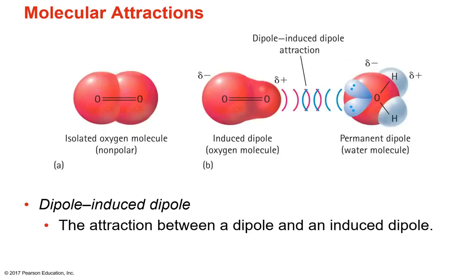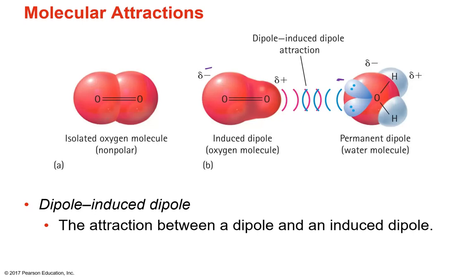So here is an example, an oxygen molecule, two oxygens bonded together. It's perfectly nonpolar because they're the same atom. But then if I bring it close to a water molecule with its dipole moment, since this side here is negative, then it's going to push the negative in the oxygen away, leaving the other side positive, and then you have an attraction.